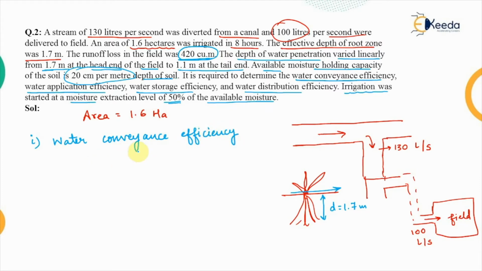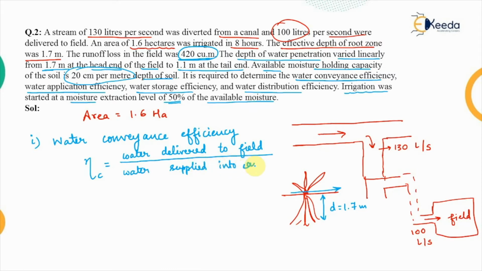Now this water conveyance efficiency, that is represented by eta C, is equal to water delivered to field divided by what amount of water was supplied, so water supplied into canal at the head. That is how we calculate this water conveyance efficiency.